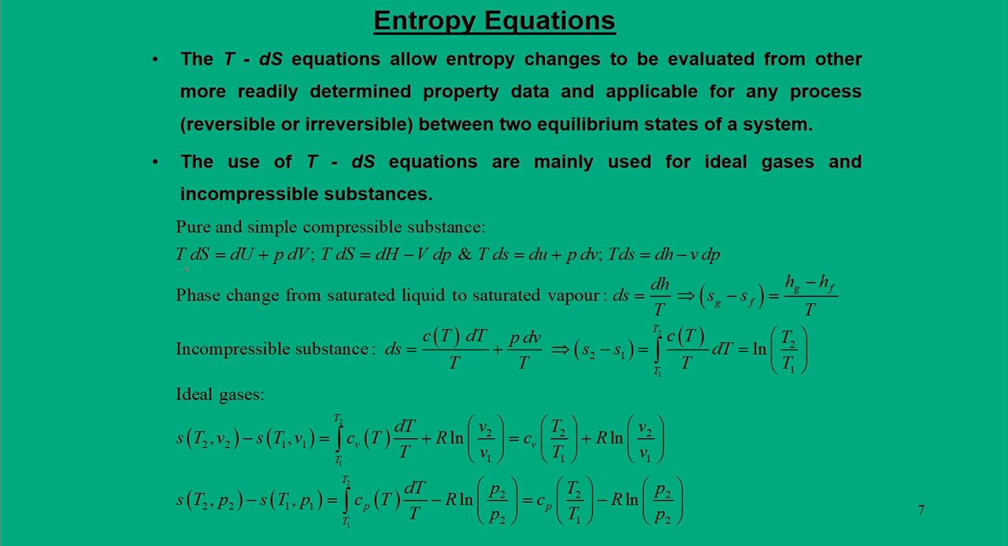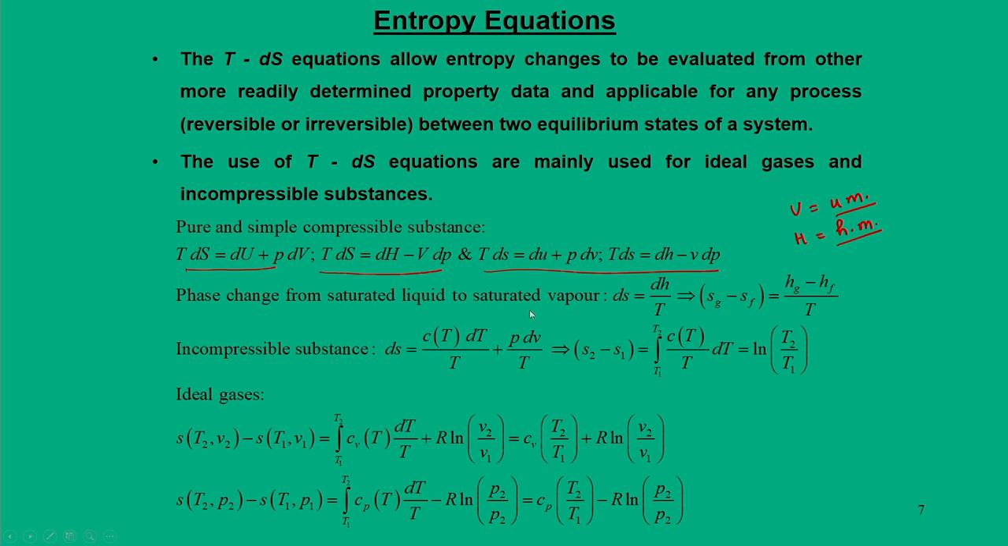So, these two are the fundamental TdS equations which are useful for evaluation of entropy. Now, if I take it on a unit mass basis, that means if I say U is equal to small u times m, H is equal to small h times m, where m is nothing but the mass of the substance, then on a unit mass basis the entropy equations are reduced to this form.